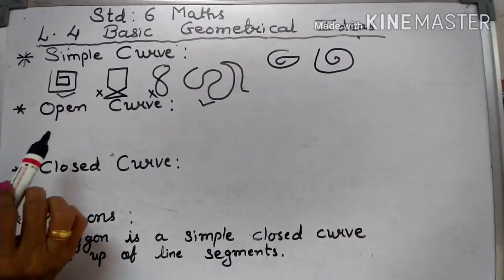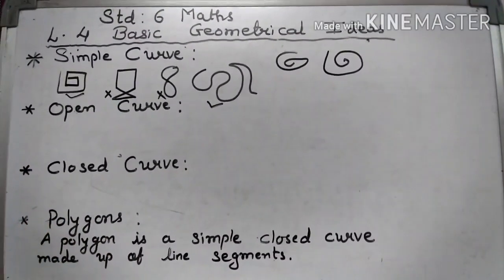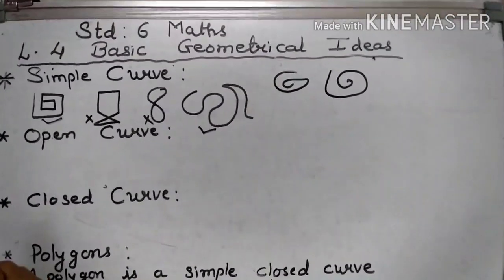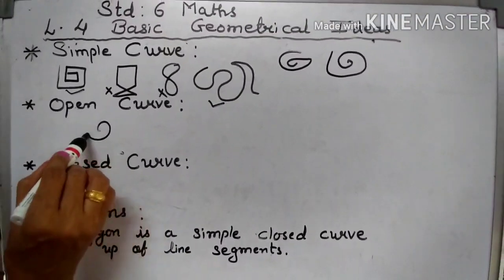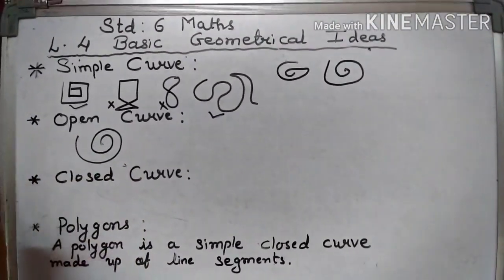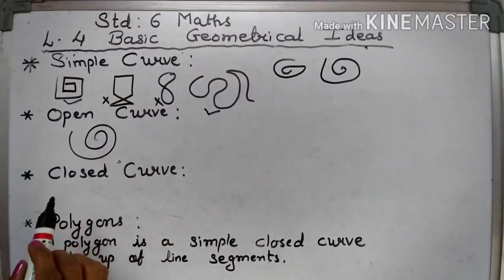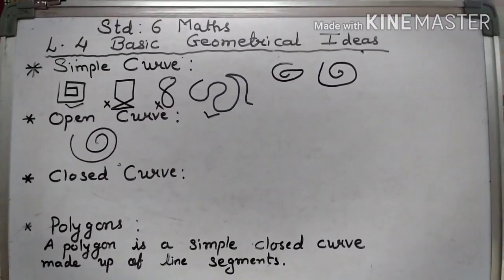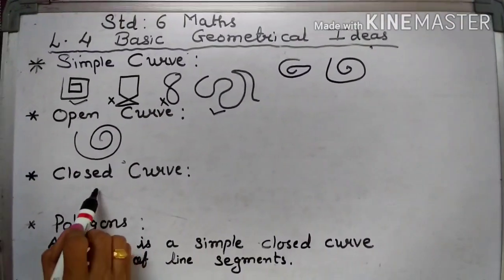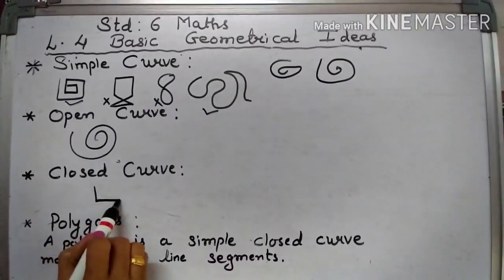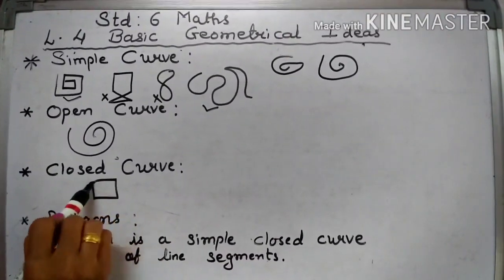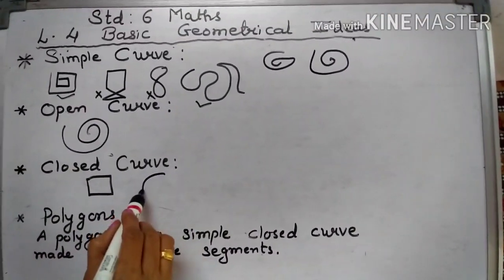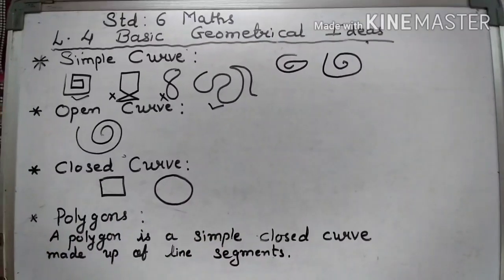Now, a curve which does not end at the starting point is called an open curve. This is your open curve. Now, closed curve. A curve which ends at the starting point is called a closed curve. Suppose this is your starting point, and when it ends at the starting point, this is a closed curve. Here also this is your closed curve.